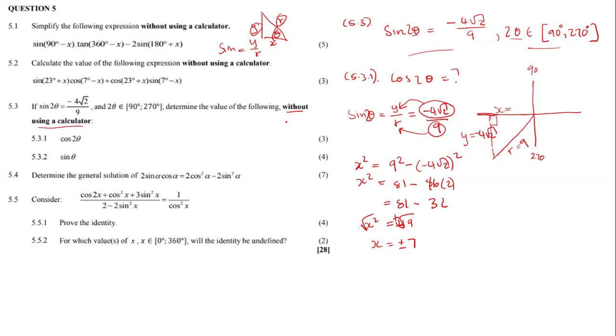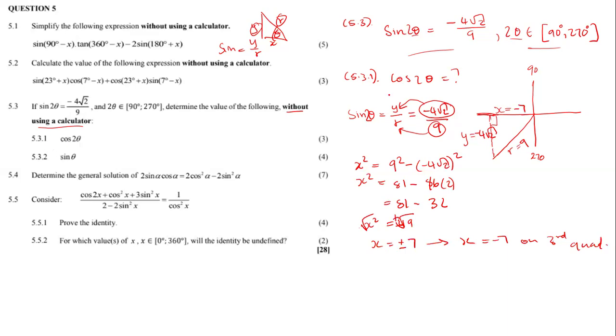Recall that we do everything without the use of a calculator. But in this case, definitely, our value of x will be the negative one, since our diagram is on the third quadrant. So here we're going to have negative 7. And then now we can solve this question specifically.